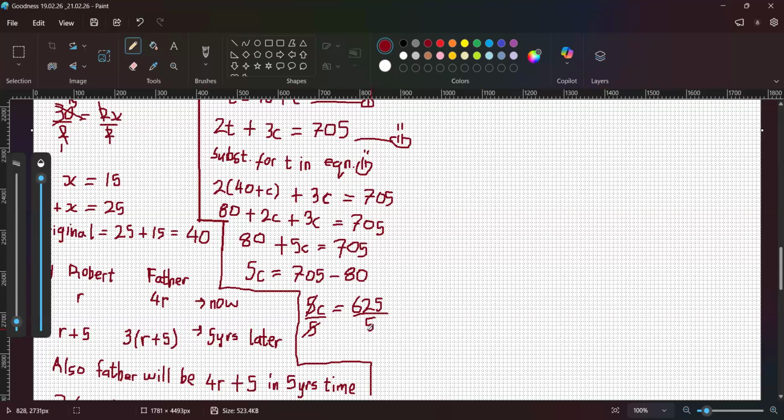5 in 625 will give me 100 and something. Let's see what it will give me. 5 in 6 is 1. Remember 1. Put that 1 in front of 12. I know this is the old school method. 5 in 12 will give me 2. And I'll remember 2. I'll put that 2 in front of 5. And 5 in 25 equals 5.